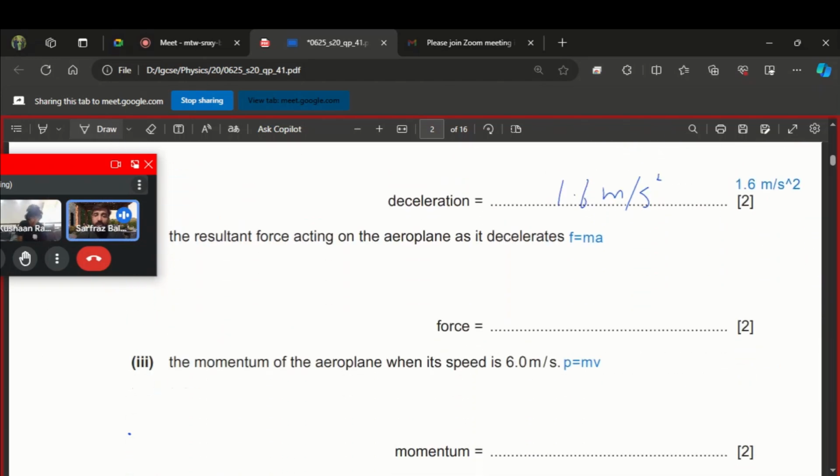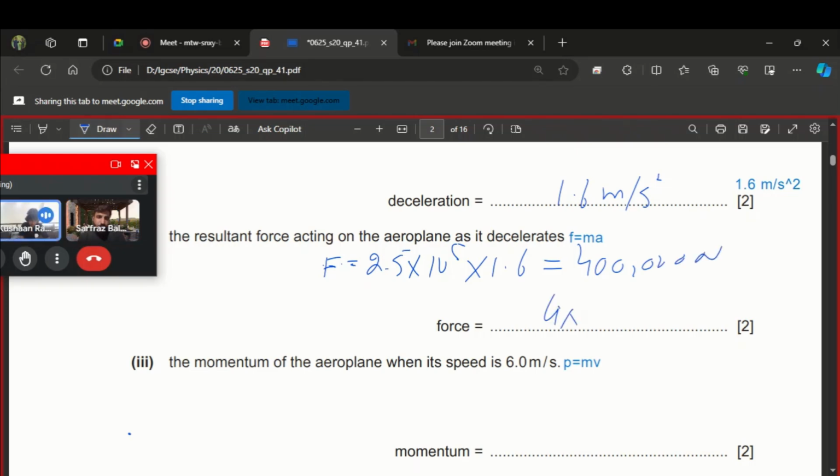So we will just multiply it. Do we use the negative acceleration? It is about the direction, and here we are asking only about the magnitude. That's why we will use only the positive sign. So mass was 2.5 times 10 raised to the power 5 times acceleration was 1.6. Just multiply it and we will get the answer. It will come almost 400,000 newtons, or you can write 4 times 10 raised to the power 5 newtons.